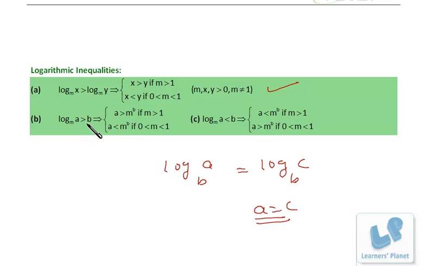So this is also an important property that you have to keep in your mind. Log a to the base m is greater than b. That means a is greater than m to the power b if m is greater than 1, and the second, if m lies between 0 and 1, then a will be less than m raised to b. So just write these properties 3 times, take some examples, so these properties will be set in your mind.